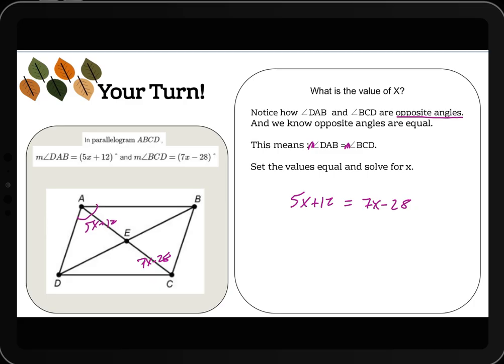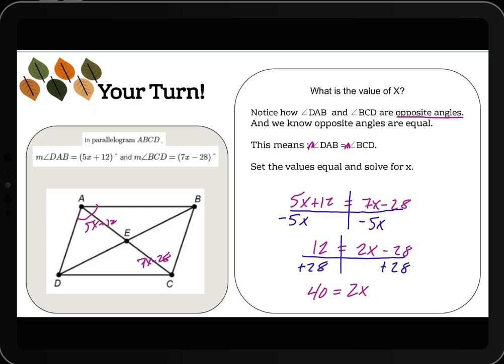And we can go ahead and get our x term on the same side. So for me, I'm going to subtract 5x on both sides like that. Nice and neat. And we have 12 right here equal to 2x minus 28. Going to go ahead and add 28 to both sides like so. And you don't have to do this little diagram. I'm just showing you because some students like to see that. We have 40 equals 2x. And then we can divide both sides by 2. So now we get x is equal to 20. So we have a value of x equal to 20 in this particular case.